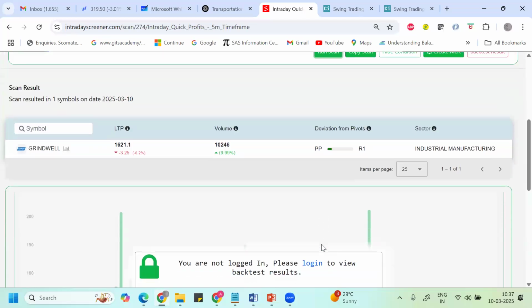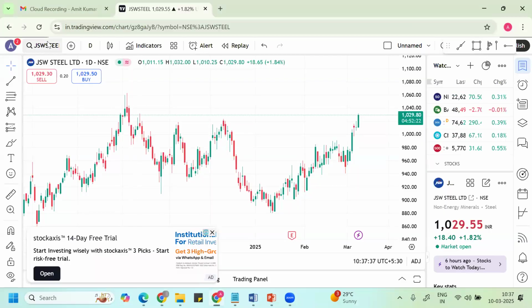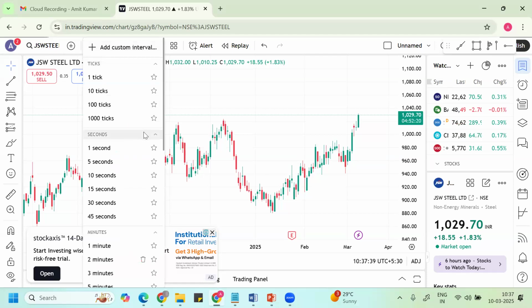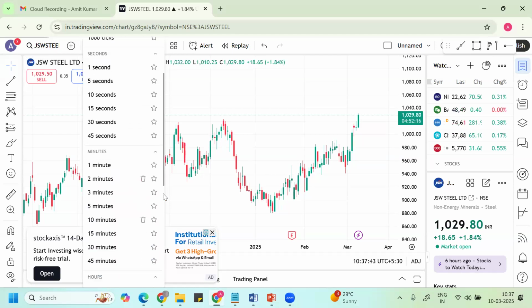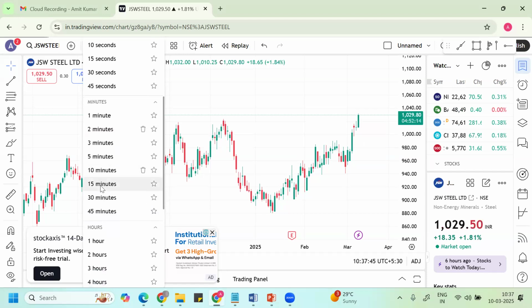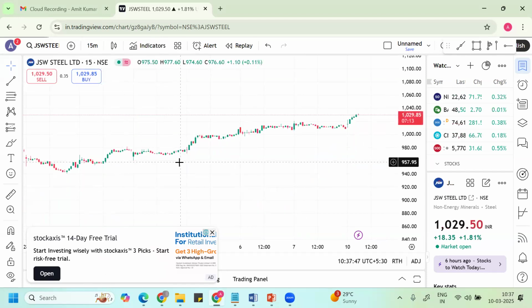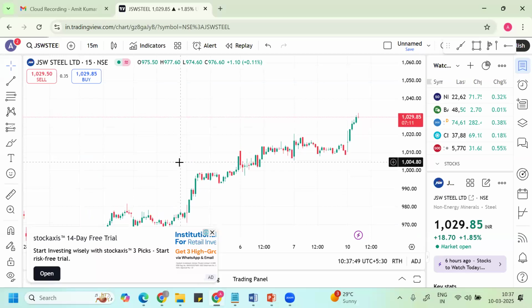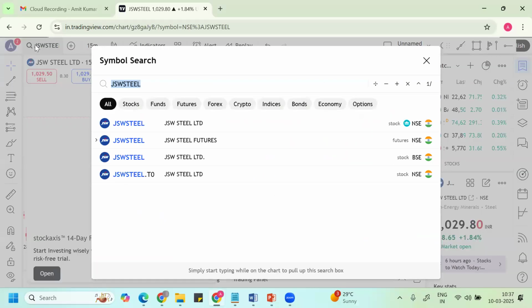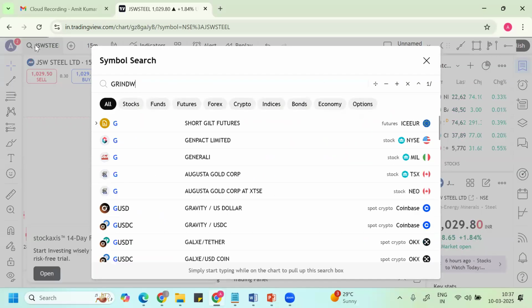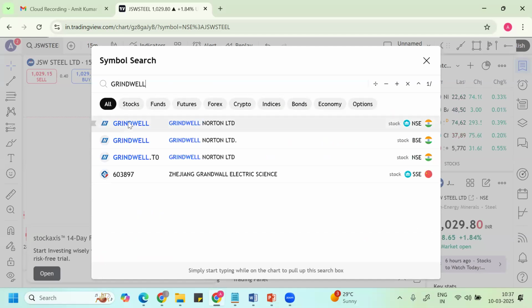It will give you stocks like you found here, Grindwell. Grindwell is doing very well, so you can think about buying Grindwell for intraday purposes. Whenever you are looking at intraday, just see the 15-minute chart. Suppose I got the stock called Grindwell.